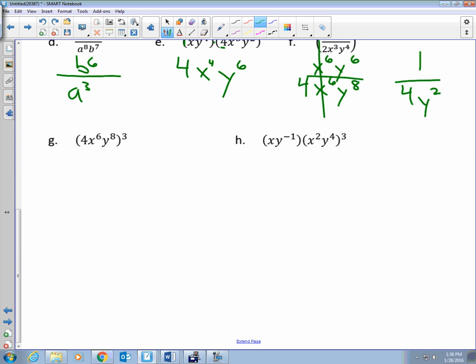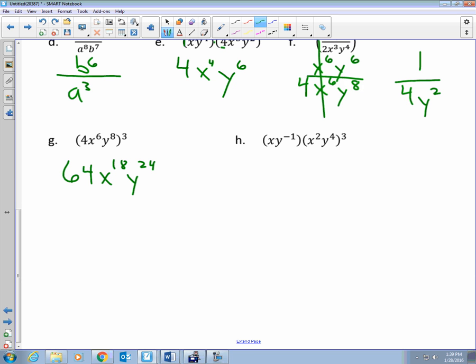All right. What am I supposed to do with the 4? Should I multiply it by 3 or should I cube it? You cube it. With your coefficient, you do whatever you're told. 4 cubed is 64. What do I do to the exponents? I multiply. So I got x to the 18th and y to the 24th. Good.